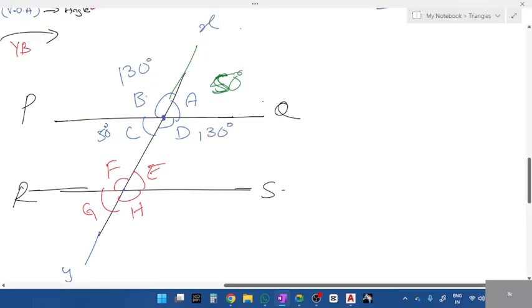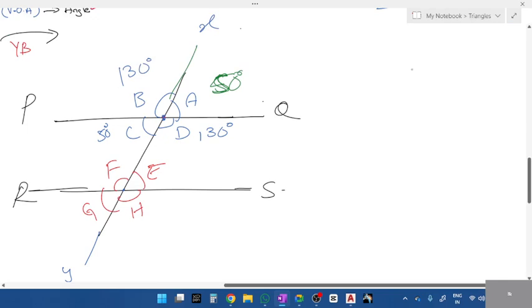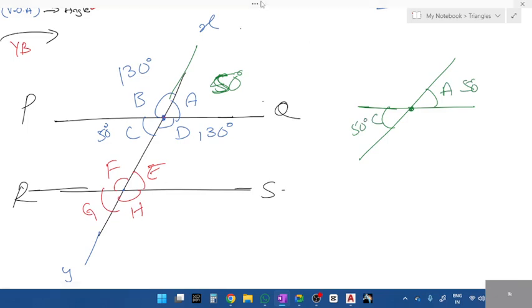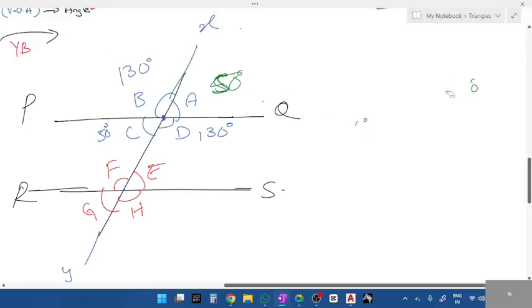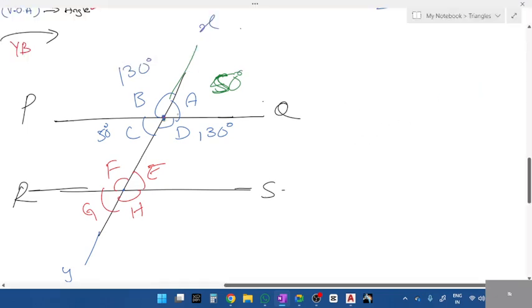Which two angles are equal? In the first line, PQ, which two angles are equal? Angle B and angle D. What is the alphabet formed here? X. Remember yesterday I taught you, in X, which two angles will be equal? Opposite angles should be equal. 50 and 50, right? So from here we got to know that opposite angles are equal. Wherever the X alphabet is given, opposite angles are equal. We call it a vertically opposite angle.